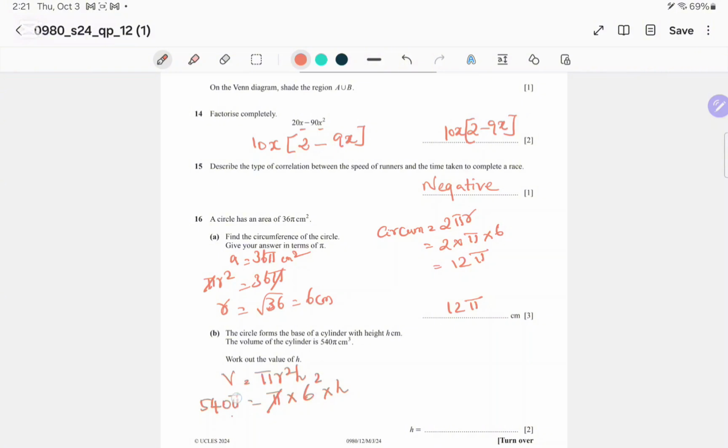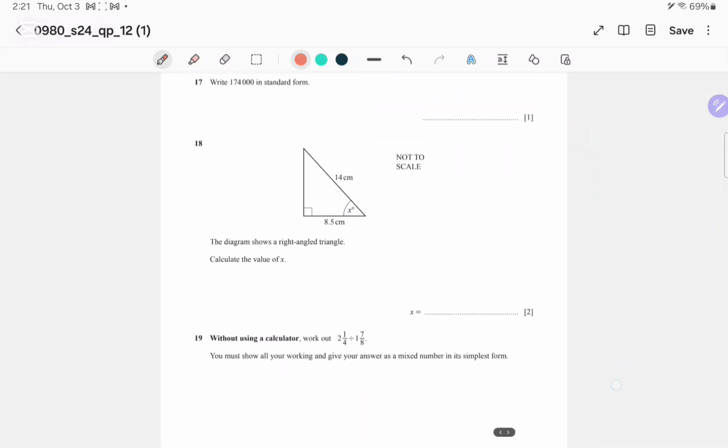Both the pi will get cancelled. So 540 divided by 6 square, which is 36, is equal to h. So after dividing by 36, you will get 540. For the 9 table I'm moving through, 36 into 4 is 144 and it is 60 more. Furthermore, when you are dividing, you will get 15 centimeters. Very basic table I am going through to make it clear. Okay, it's 15 centimeters. Can we go to the next question?